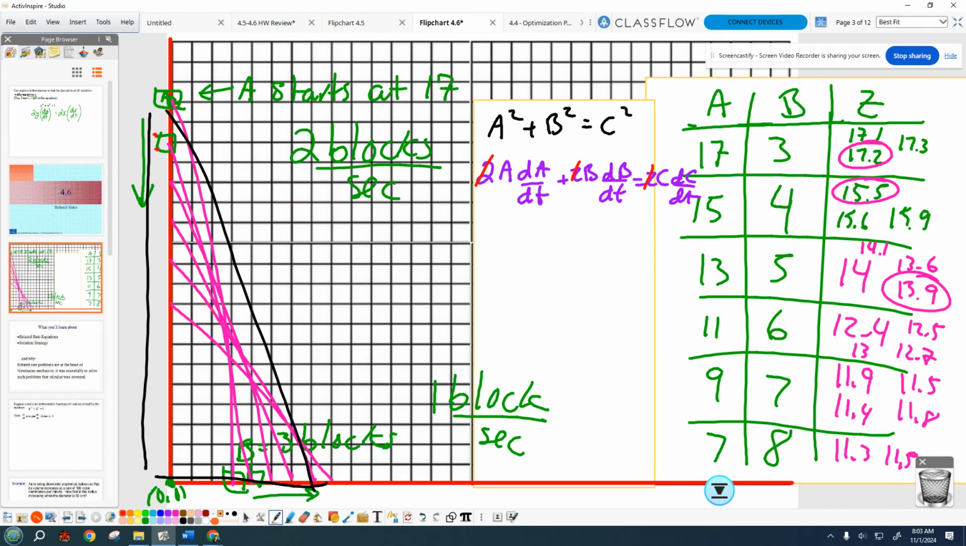What did A start off as in my problem? 17. What did B start off as in the problem? 3. And using Pythagorean theorem, because God knows your rulers are not accurate, 17 squared plus 3 squared, 289 plus 9, 298, whatever that is, square rooted.